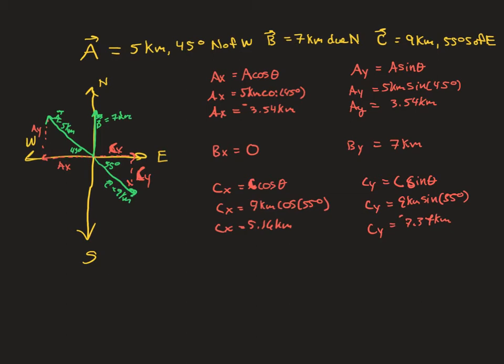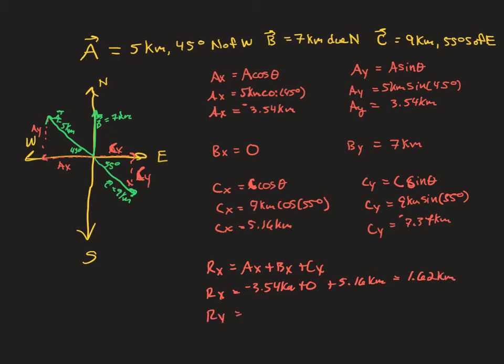Now that we have the amount of the vector in the x direction and the amount of the vector in the y direction, we can add x's together and we can add y's together. And we're able to get the components of our resultant vector. Resultant is a fancy math word for the answer to an addition problem. So r of x is going to equal, in this case, a of x plus b of x plus c of x. So we're going to take the negative 3.54 kilometers plus 0 plus 5.16 kilometers. And this is going to equal 1.62 kilometers.